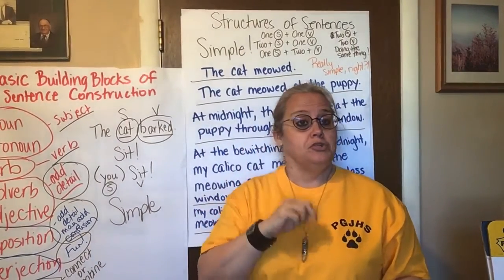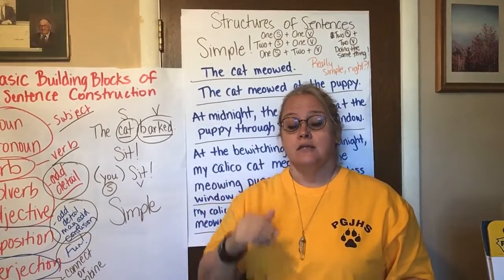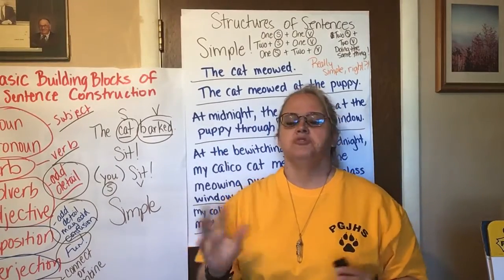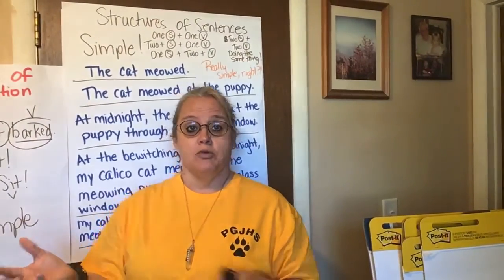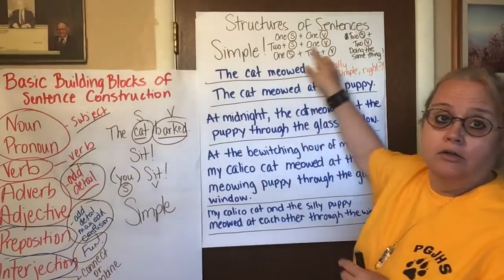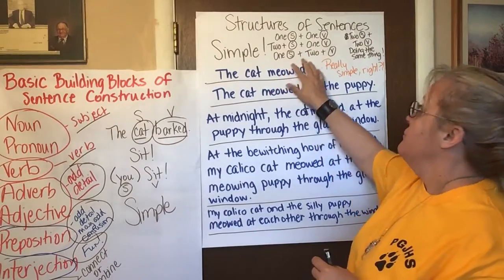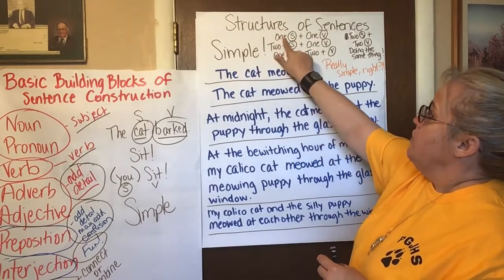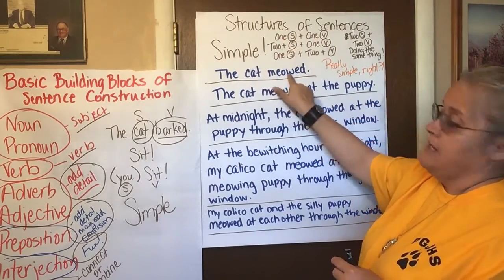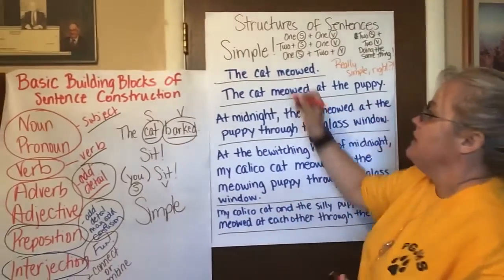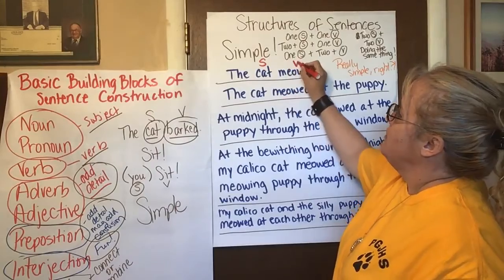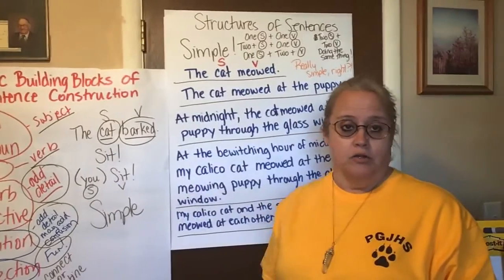We're going to go to part 2, which we're going to talk about simple sentences. Simple sentences, super simple, right? You have a subject and you have a verb. That's what you have to remember. So up here on my screen I have simple. You can have one subject plus one verb. The cat meowed. Alright, that's simple. We got that. If I made my quiz that way, we would all have 100%.